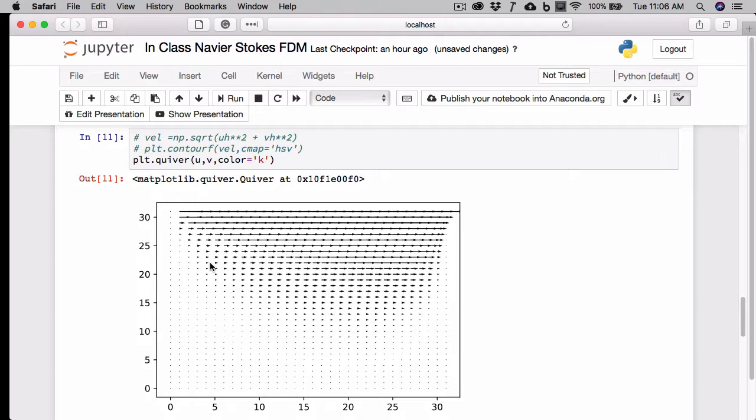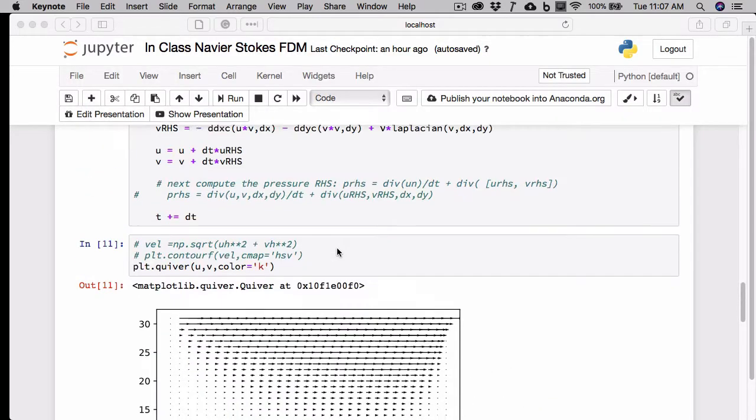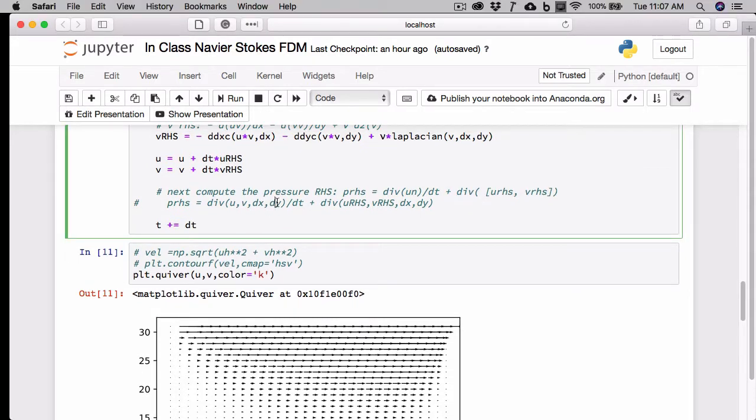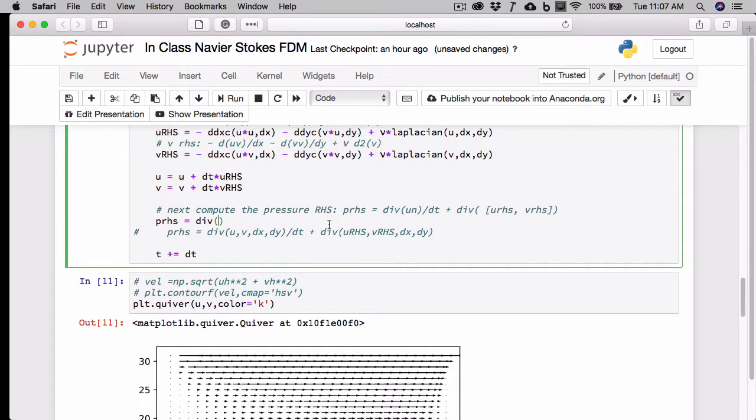So now we need to correct this velocity with a pressure gradient. Now, the pressure equation was del squared p is div u tilde over delta t. I'm going to call this whole thing the pressure right-hand side. And we have the ingredients to do it. This is where we left off last time. We said that p right-hand side is equal to the divergence of u tilde.